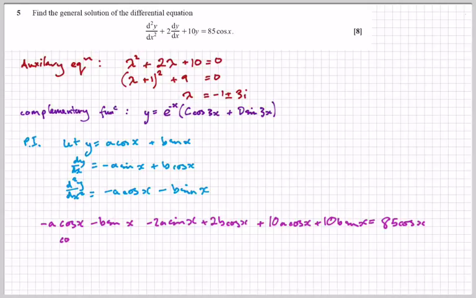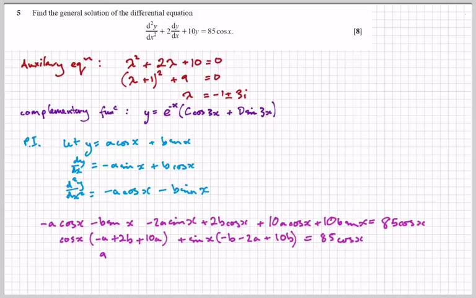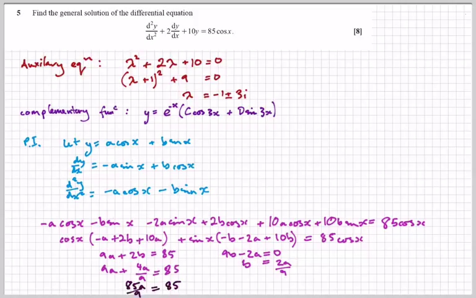Combining the cos x's gives you minus a plus 2b plus 10a, and combining the sine x's gives you minus b minus 2a plus 10b. Then we just compare coefficients of cos x and sine x, so we get 9a plus 2b equals 85, and 9b minus 2a equals 0. Substituting b to be 2a over 9 into the cos x equation gives us 9a plus 4a over 9 equals 85. This means that 85a over 9 equals 85, so a is 9, and b is 2.